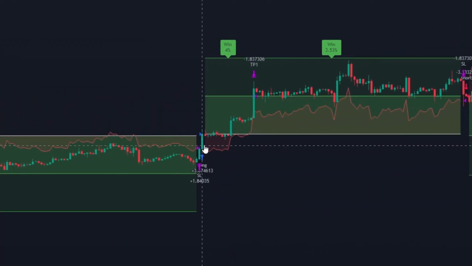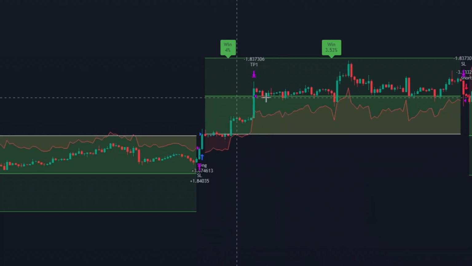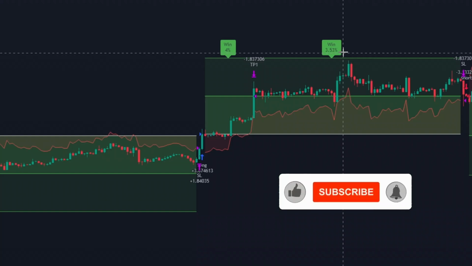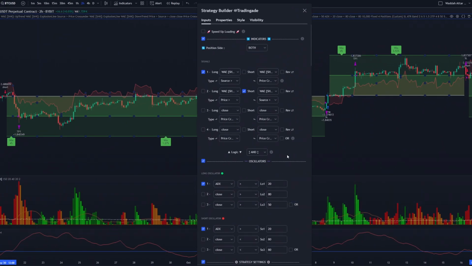For a long position it's the same. We have our stop loss based on the ATR bands. The first 50% quantity is closed at the 4% take profit. Then the second take profit at 8% wasn't hit, but the remaining position was closed here at 3.53%. And that's all. It's a really easy strategy with really simple rules.